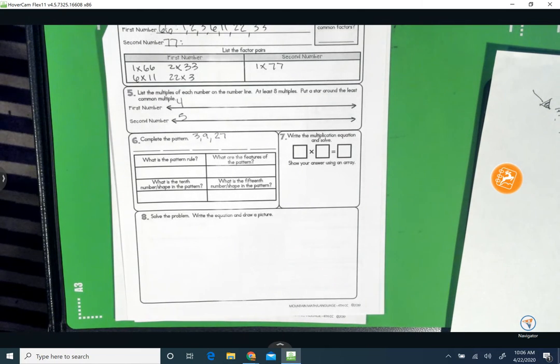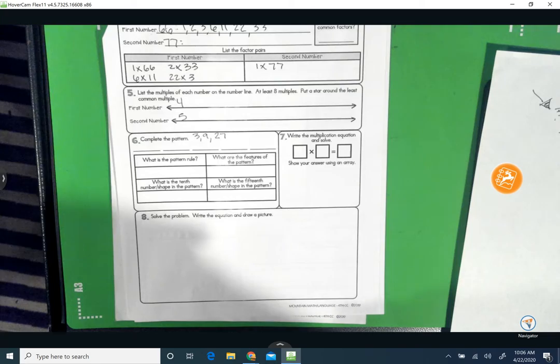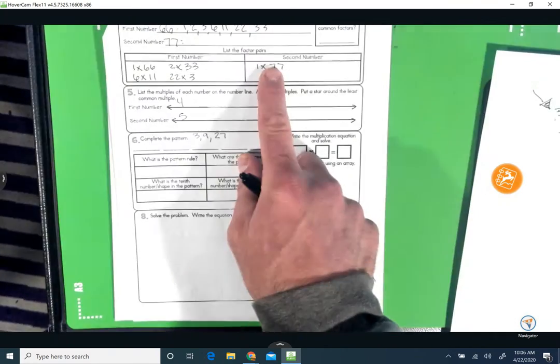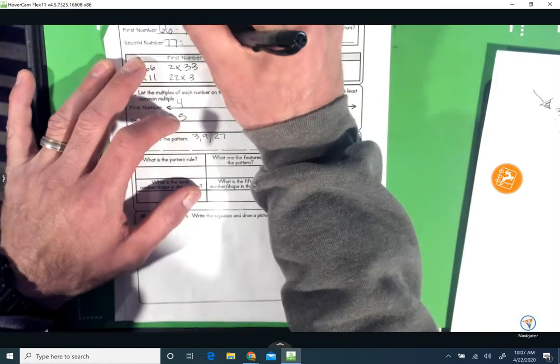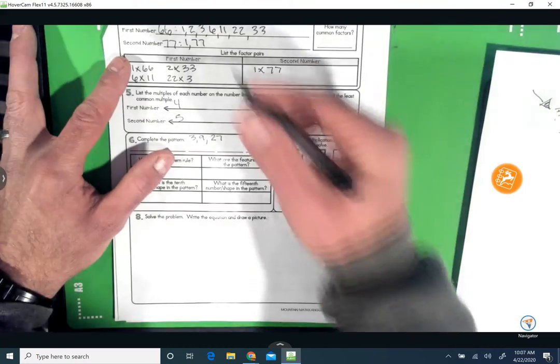It's anything times 9, 77. 9 times 8 is 72. 9 times 9 is 81. That's not an option. 8 times 9, 72. 8 times 10 is 80. 8 is not an option. 1 times 77 is our factor pair for 77. So we have 1 and we have 77.